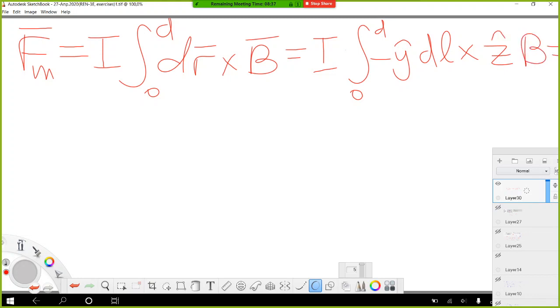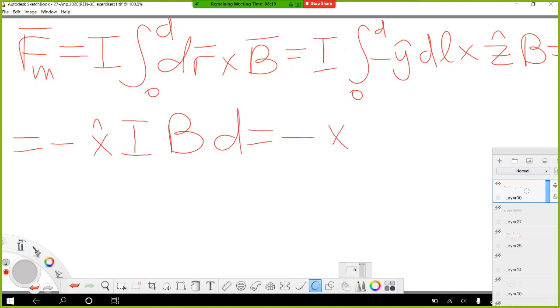B, and this is equal to minus x I B and d, or is equal to minus x 1.8 newtons. Okay, the force acting on our bar is 1.8 newtons.